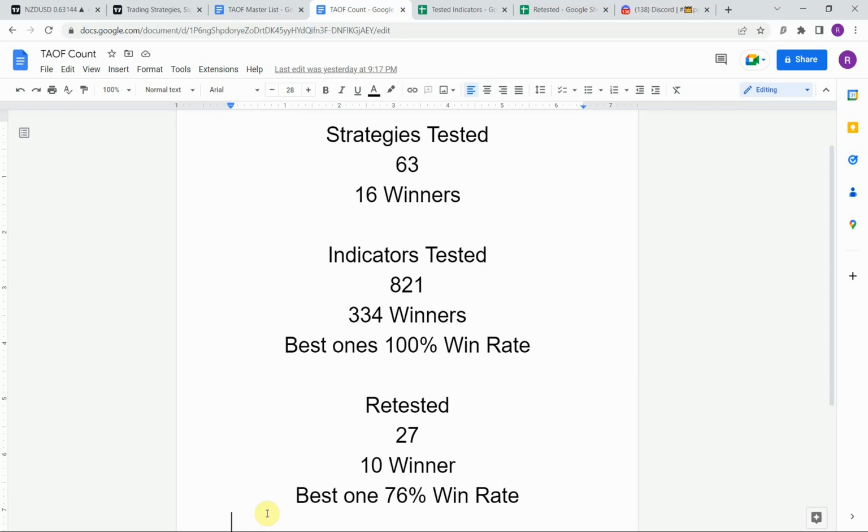We've also retested in the advanced testing 27 of the winning indicators. 10 of them have been able to maintain the winning status. The best one, a 76% win rate. Now, keep in mind that we test most of these strategies and indicators on the Forex and crypto market, but they can be applied to just about any market and time frame universally.